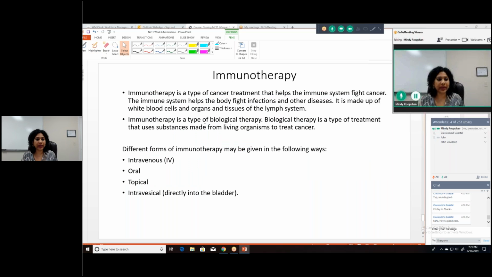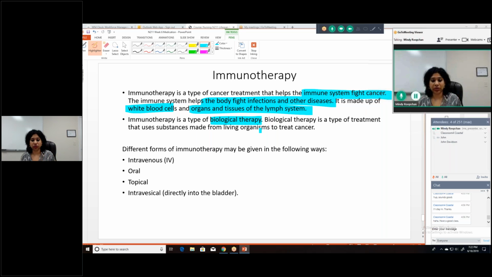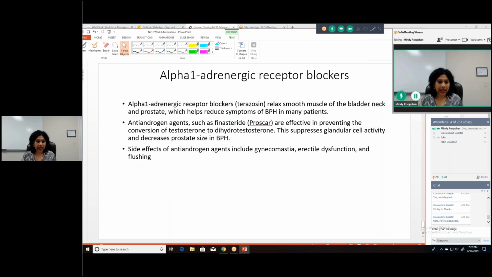Your immunotherapy, we're almost done. The immunotherapy is a type of cancer treatment that helps the immune system fight cancer. It helps the body fight infections and other diseases. It's made up of white blood cells, organs, and tissues of the lymph system. This immunotherapy is biological therapy, which we know is a type of treatment that uses substances from living organisms to treat cancer. There's different forms: IV, oral, topical, or intravesical, which is directly into the bladder.